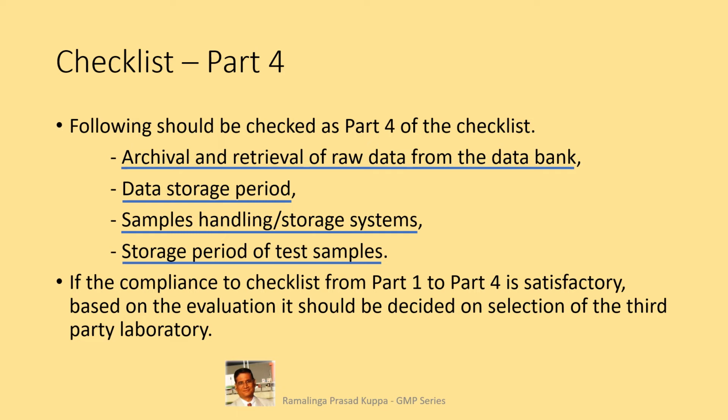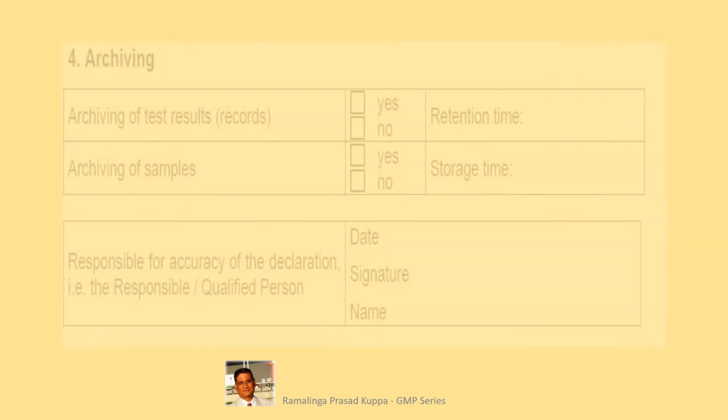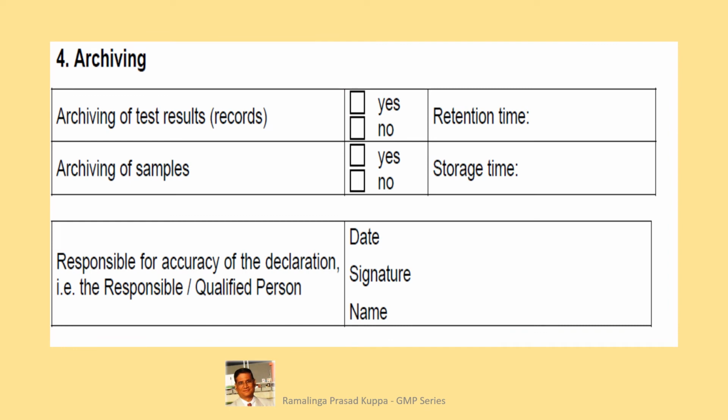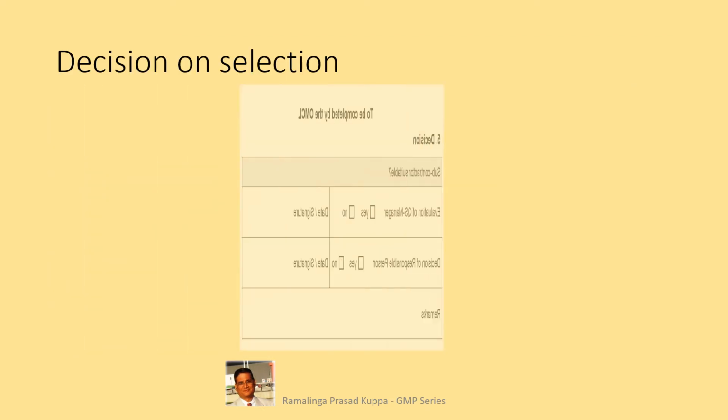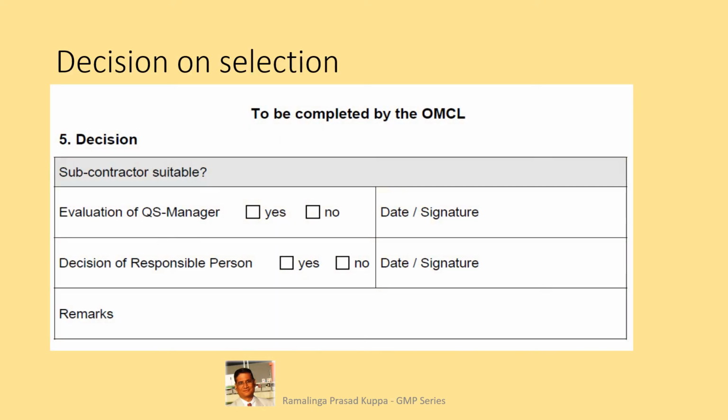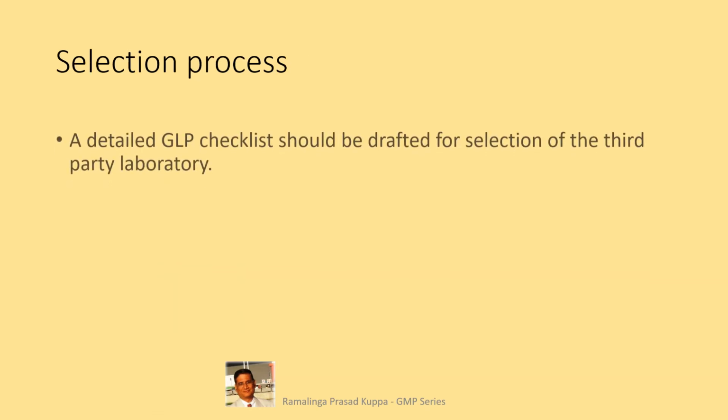Now, if all the checklists from 1 to 4 are satisfactory, then it is time to take a decision on selection of the contract laboratory. Data from checklist part 4 may be captured in this format. Decision on selection of the contract laboratory may be captured here in this format. Let us see the selection process.